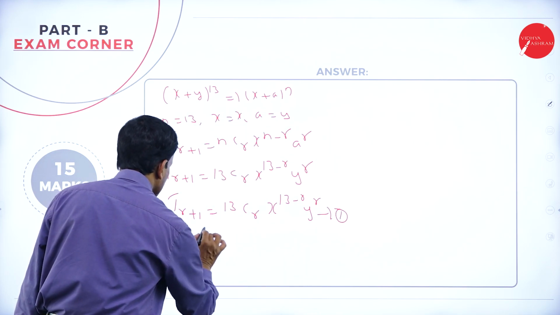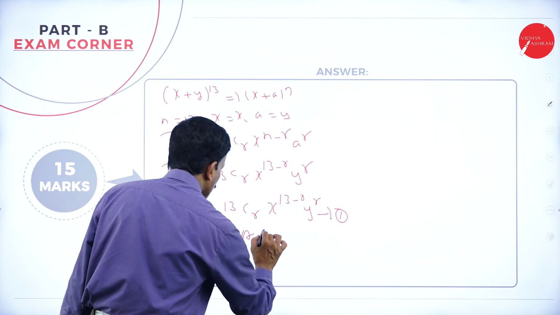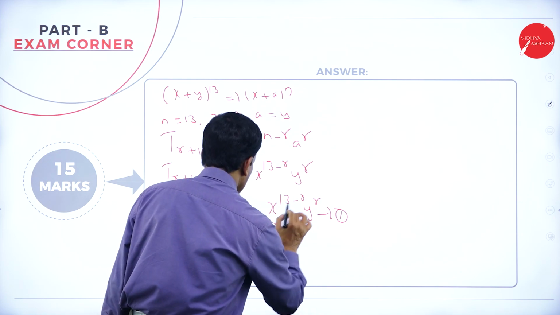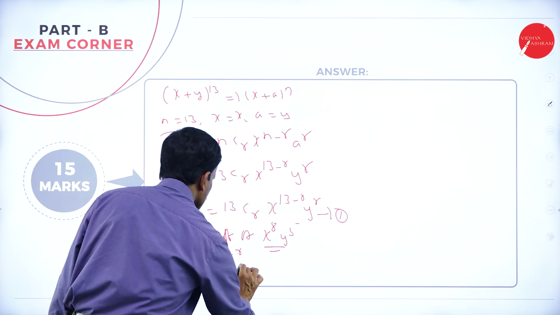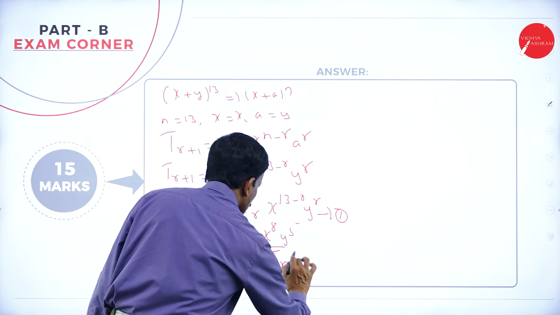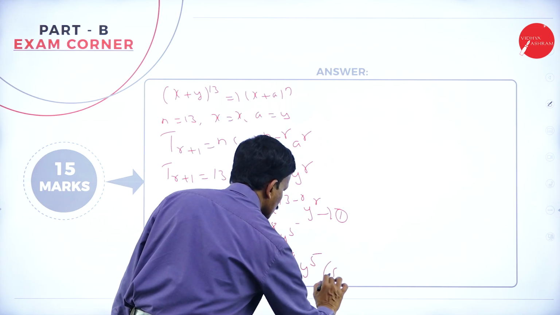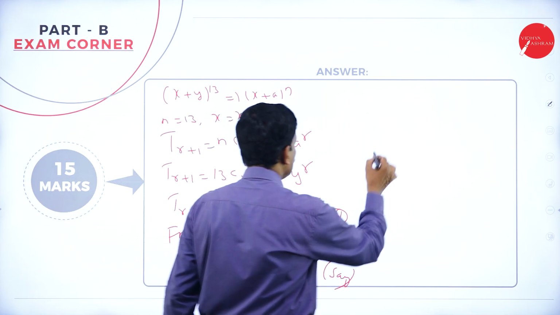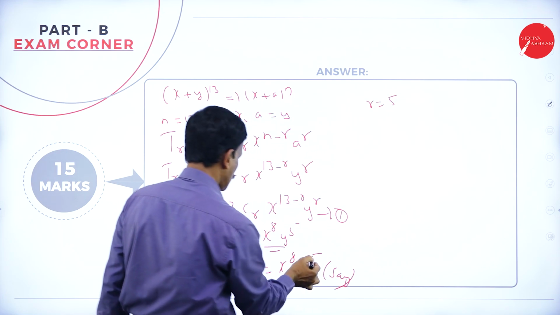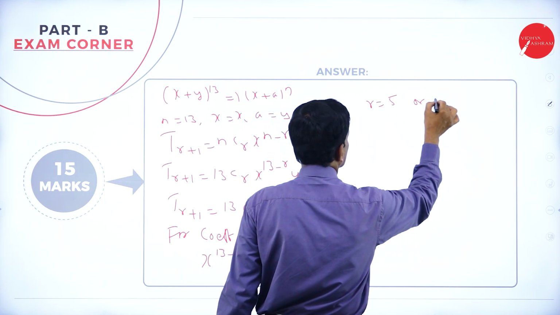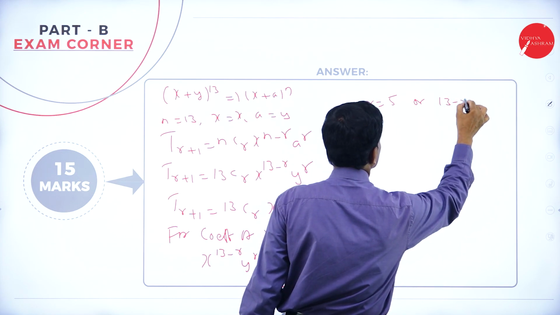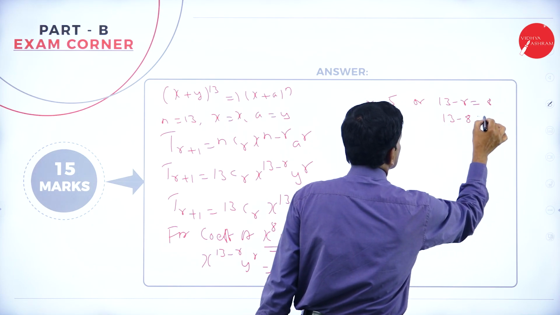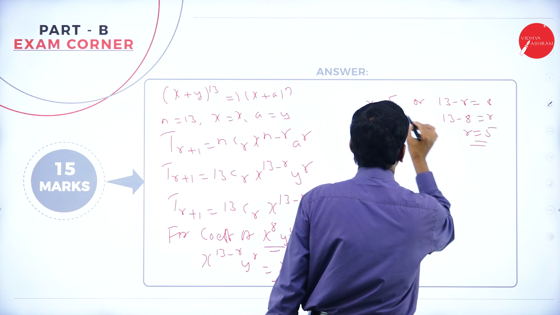Now, for the coefficient, what is the coefficient to be determined? X raised to 8 and y raised to 5. Equate x to the power of 13 minus r and y to the power of r with x raised to 8 and y raised to 5. If we equate this, then what will you get? Directly you can write r is equal to 5. We can also take r from 13 minus r is equal to 8. That means 13 minus 8 is equal to r, which is 5. So, the value of r is 5.